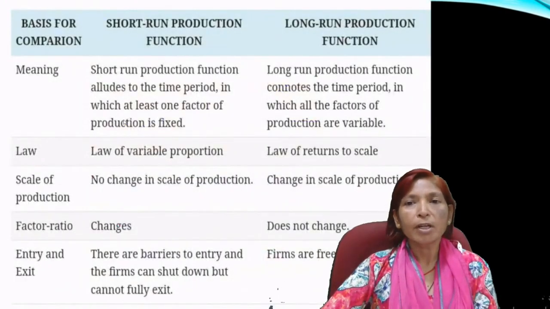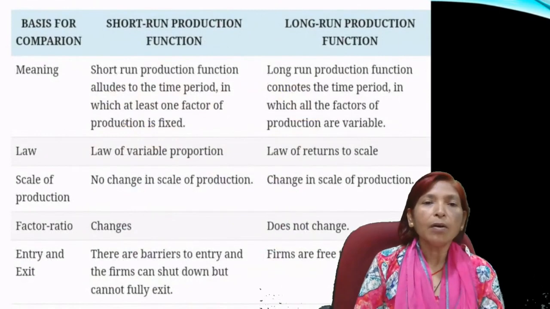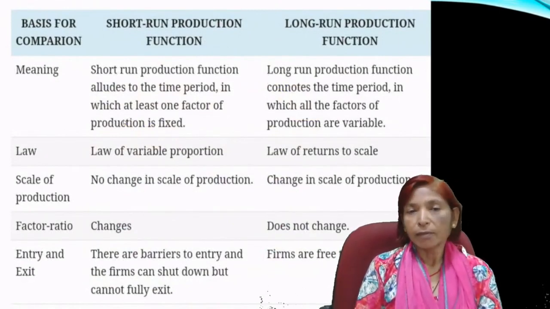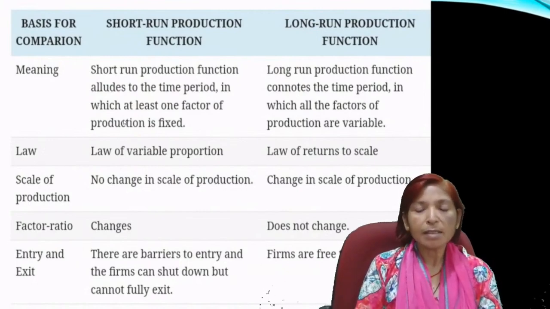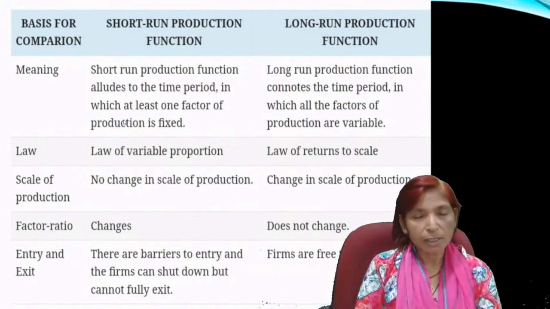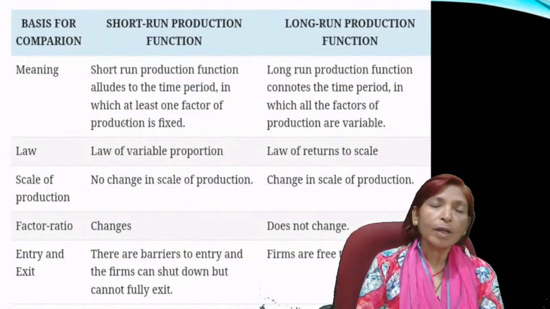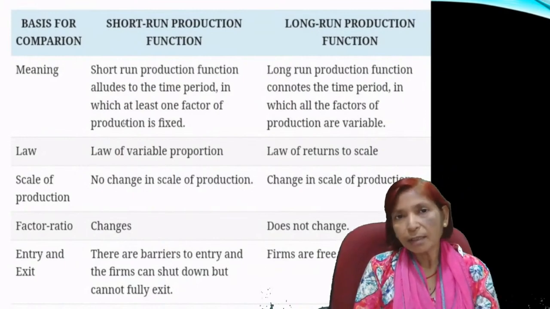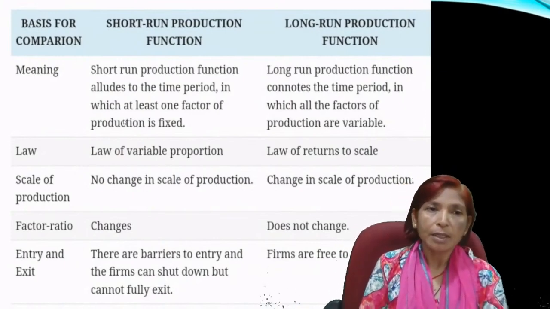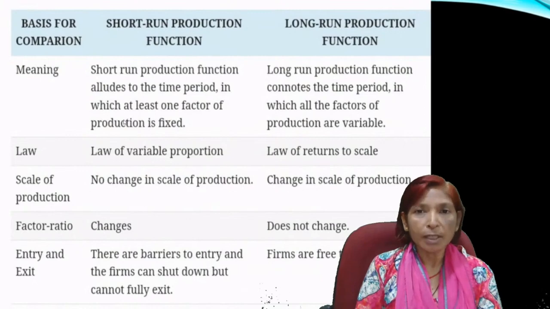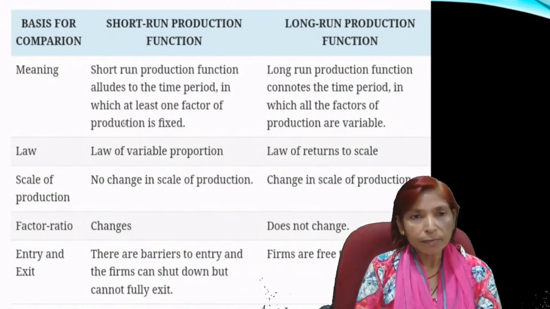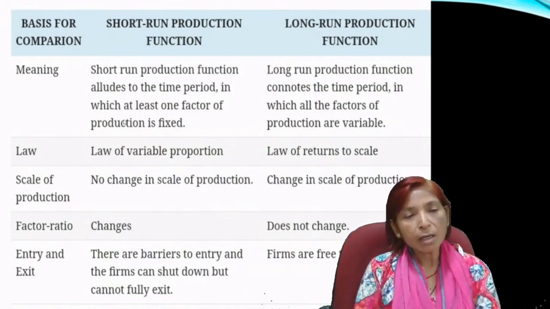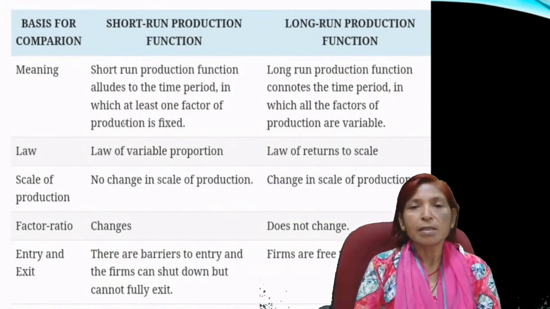Next is short run production and long run production. Now we have discussed in today's session, the first topic was cost analysis. After that we are doing production analysis. Now there are two types of production function. One is related to the short time period and the other is related to the long time period. So the short run production function is known as returns to factor, law of diminishing returns or law of variable proportions, and the long run production function is known as returns to scale.